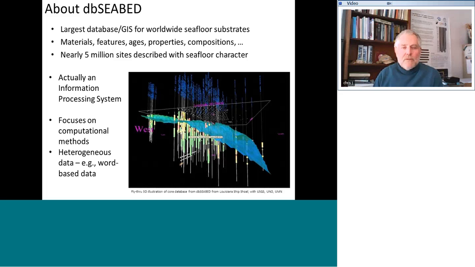It deals with the materials of the seafloor, their features, their ages, their physical properties like porosity, their compositions like how much diatom there is in them or how much carbonate. So the size of the database is that it's nearly 5 million sites worldwide, and all of those sites have some sort of description of the character of the seafloor. So this really is a huge resource, and of course it can feed into GIS and all those software systems.